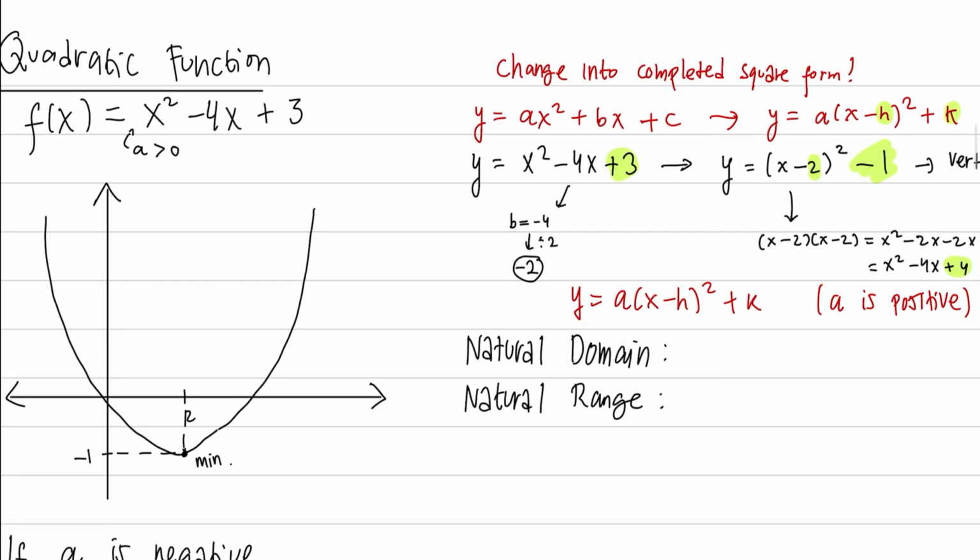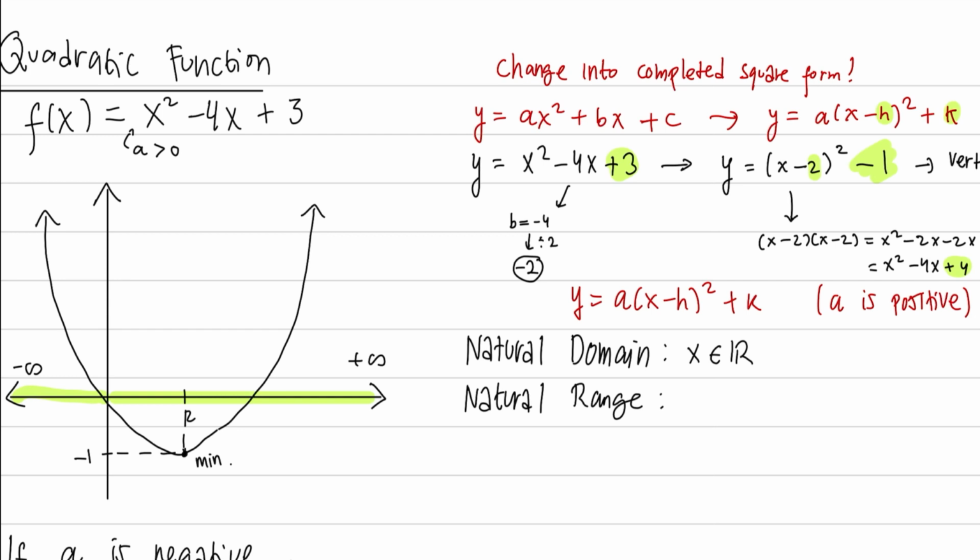So for this case, the natural domain of our quadratic function is how far the quadratic function can go horizontally. Well, it can go left and right. It can go right, can go left. So our natural domain is x is a real number, where we can put any value of x, no problem. There is no value of x that makes this function give a math error.